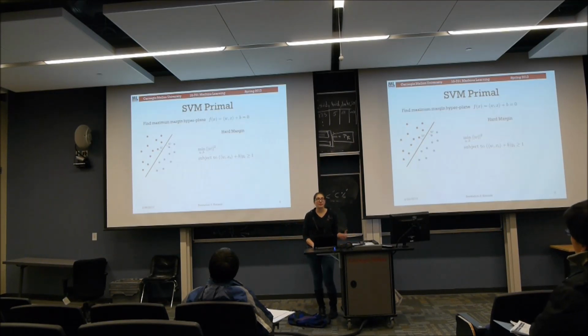gives you the hard margin, like the maximum margin hyperplane. So is there anyone who doesn't see how this optimization procedure will solve SVM? Can you quickly remind me again why W is the width of the margin?